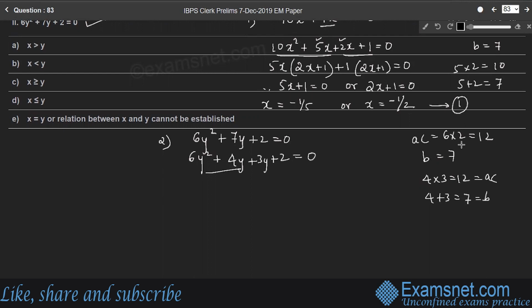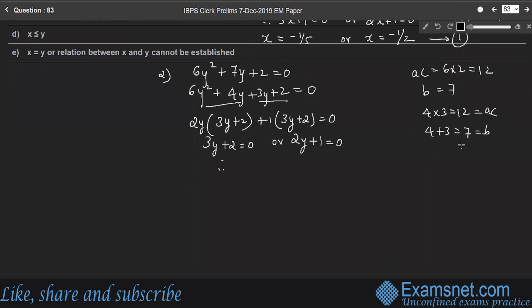So, in the first two terms, 2y is common: 2y(3y + 2). In the last two terms, 1 is common: 1(3y + 2) is equal to 0. So 3y + 2 = 0 or 2y + 1 = 0, right? So y = -2/3 or y = -1/2.